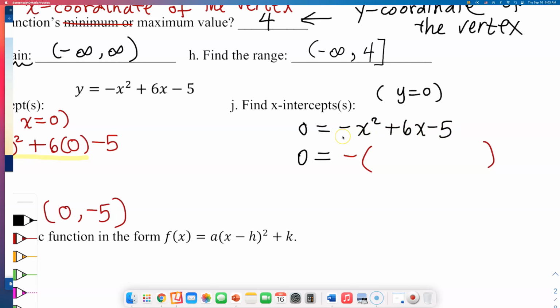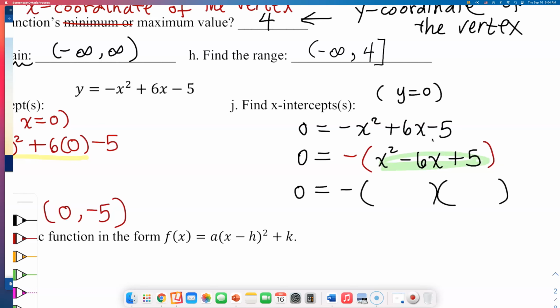Negative x squared will turn into positive x squared. Plus 6x will turn into minus 6x. Minus 5 will turn into plus 5. That is how we factor out a negative 1 from all of these. What I did was we really just divided each term by negative 1. Now, after that, I'm going to factor that trinomial inside. So just focus on this trinomial inside. Let's try to factor this, okay?